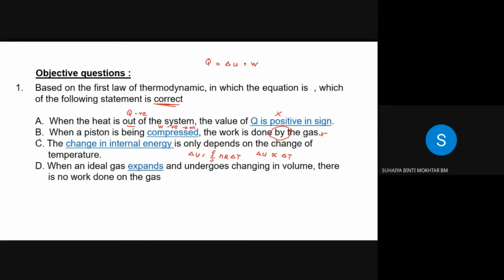So the answer is C. Okay, let's look at D. When the gas expands, the volume increases, right? It says it undergoes a change in volume with no work done. Is that true? No. If it expands, the work done is positive, right? Work done is positive when it expands. For no work done, the volume must be constant. Constant volume. Okay, so the best answer here is C.